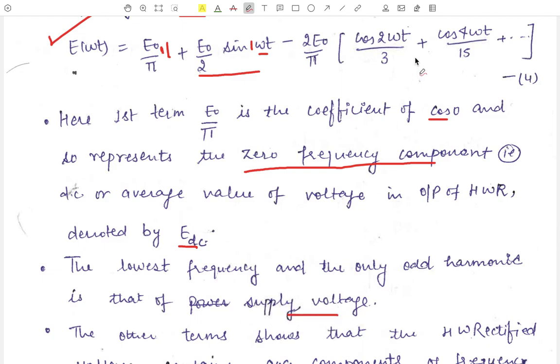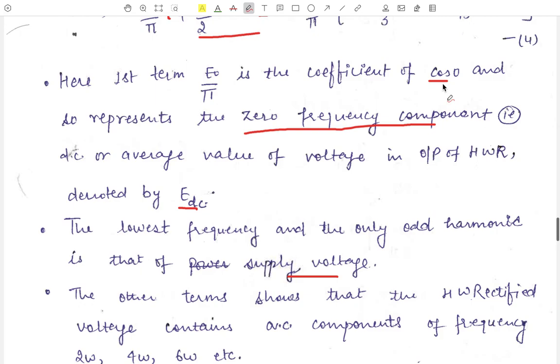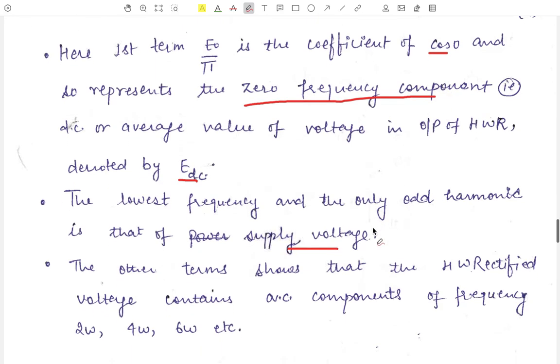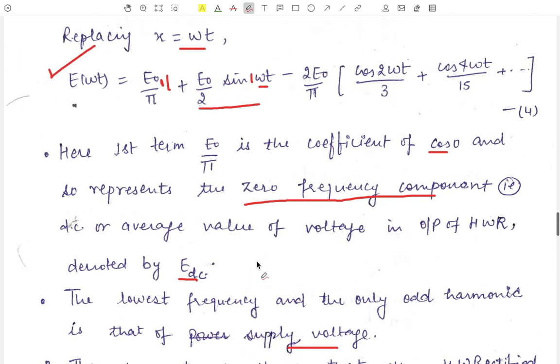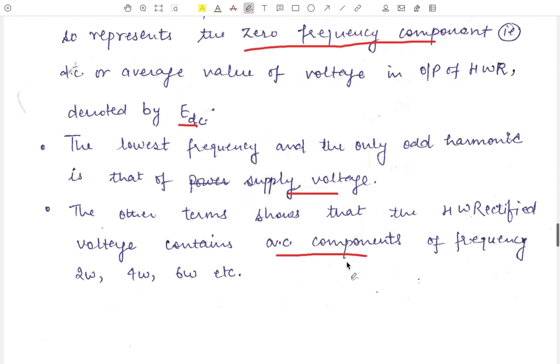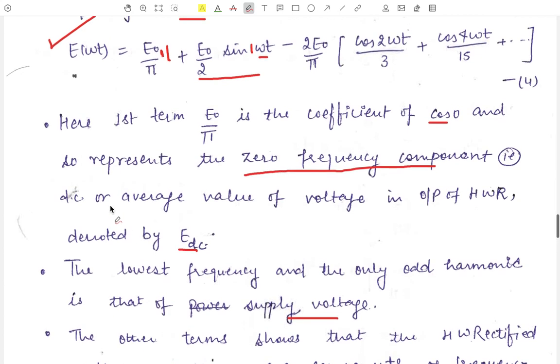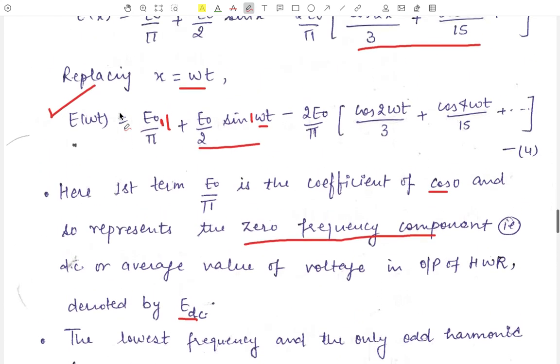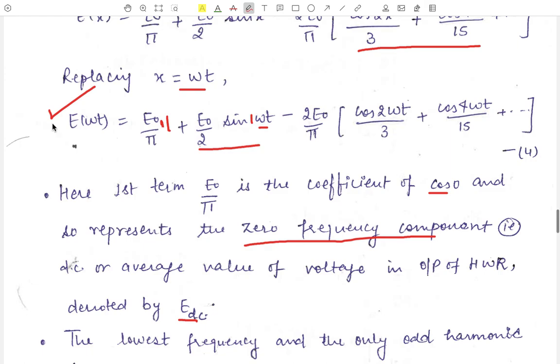The rest of the terms, cos 2 omega t upon 3, cos 4 omega t upon 15 and so on, show that the half wave rectified voltage contains AC components of frequencies 2 omega, 4 omega and 6 omega. That is, the presence of these terms represents the presence of AC components of these frequencies, 2 omega, 4 omega and 6 omega. So these are some important points that can be concluded from this Fourier series of the half wave rectifier.